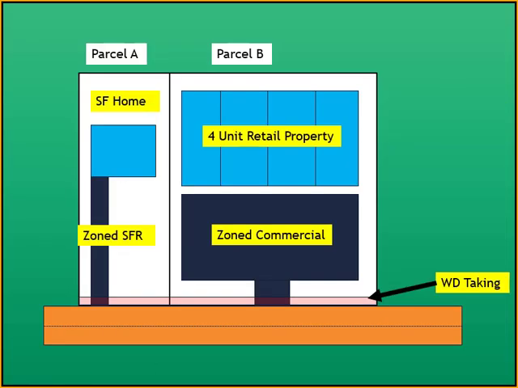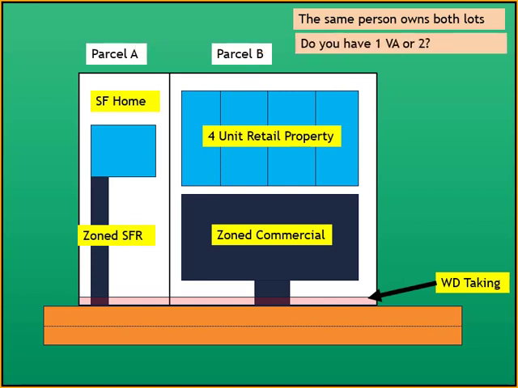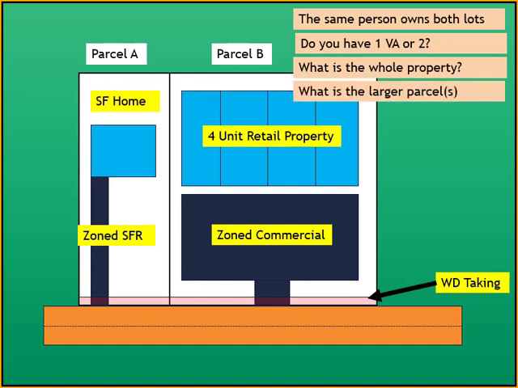So here's an example to illustrate those points. We have 2 parcels. Parcel A, it's a single-family home, zoned single-family residential, on a lot fronting a street. Parcel B abuts the home, but it's developed commercially with a 4-unit retail property and it's zoned commercial. And we have a WD taking from the frontage. Again, assume the same person owns both lots. Do we have one value analysis scenario or do we have 2 value analysis scenarios? What is the whole property? What is the larger parcel?